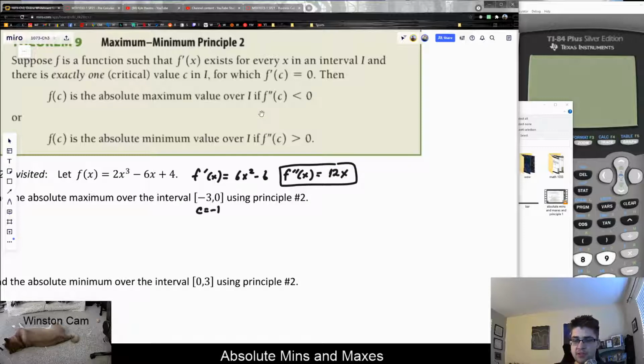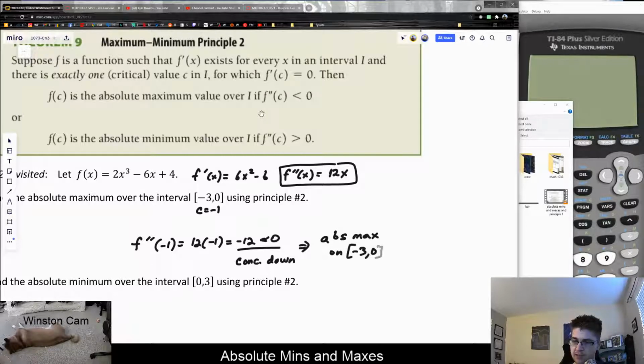And then I just plug that into the second derivative to determine the concavity. So I then check, well, what is f double prime of -1? Well, f double prime is 12 times x, so 12 times -1 would be -12. -12 is obviously less than 0, or negative, which implies that it is concave down. And remember, when it's concave down, that always means maximum. And because that's the only critical value on the interval, this has to be the absolute max on the interval -3 to 0.